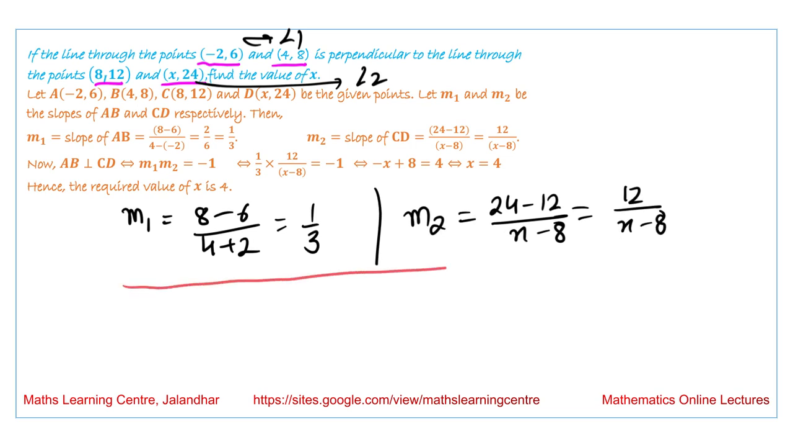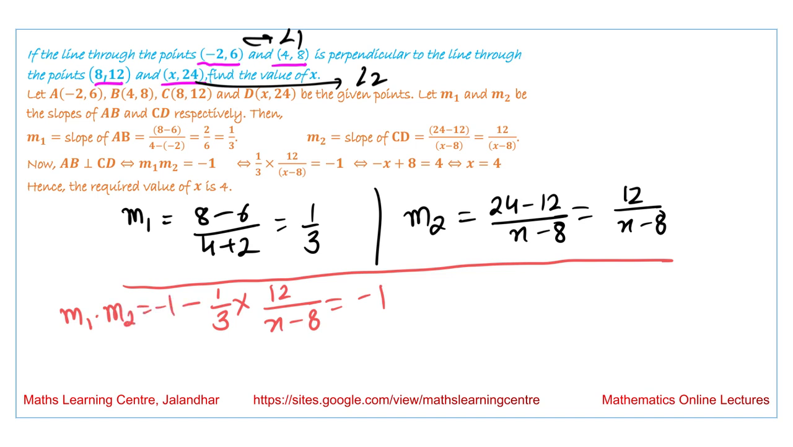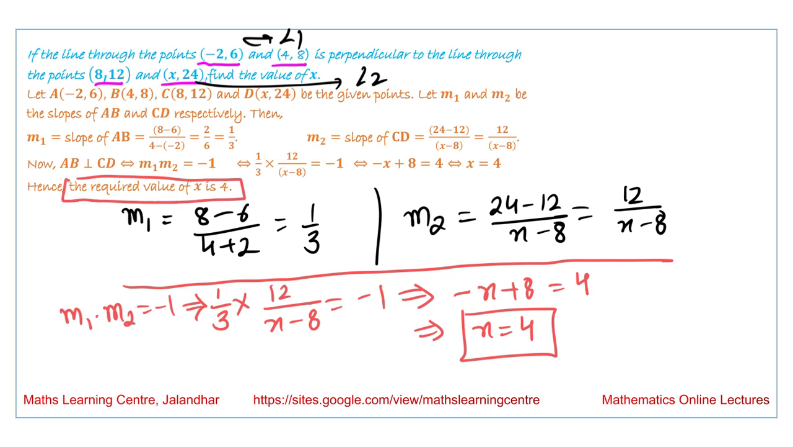Now it is given that both these lines are perpendicular. It means 1 by 3 into 12 by (x minus 8) is equal to minus 1. m1 into m2 is equal to minus 1. So this implies that the value of minus x plus 8 is equal to 4, and this gives us x is equal to 4. So the required value of x is 4.